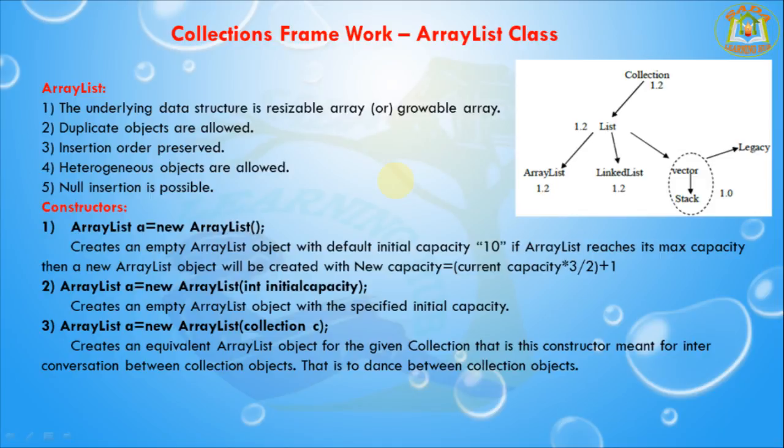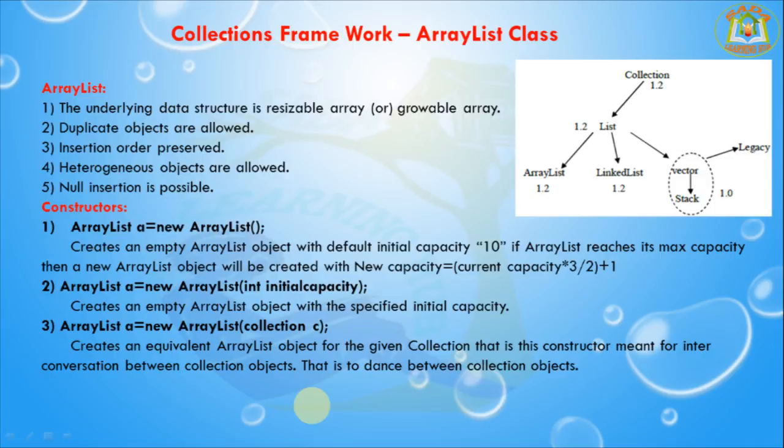Now there are some constructors available in ArrayList. I can show the constructors. See here, ArrayList a = new ArrayList(). It creates an empty ArrayList object with the default initial capacity 10. If the ArrayList reaches its max capacity, then a new ArrayList object will be created with the new capacity by using this formula: current capacity * 3/2 + 1.